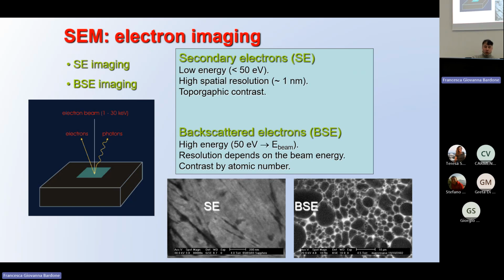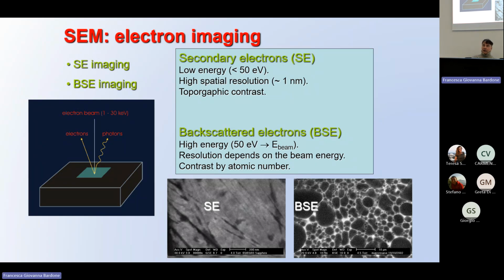So if I use this signal, what could I get from the image? The different distribution of the atomic number. Where the signal is very high, I know that there should be an element with a high atomic number. If the signal is very low, there is an element with a low atomic number. So the image is what I call contrast by atomic number. It depends on the atomic number.